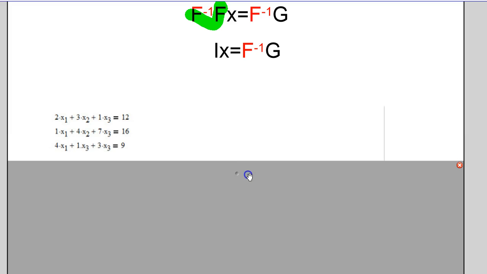Okay, so here we have a system of equations, 3 equations and 3 unknowns. And we're going to use this information to come up with our F matrix, our X matrix, and then our G matrix. The G matrix is easy. It's always, in this case, the right-hand side, the n by 1 vector. So this is our G, as you can see here.